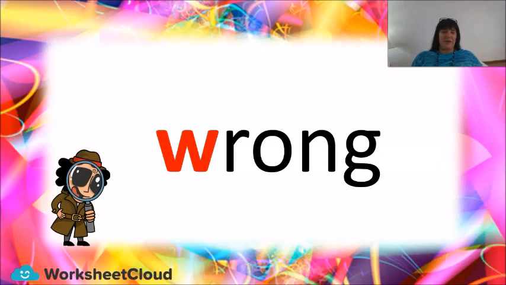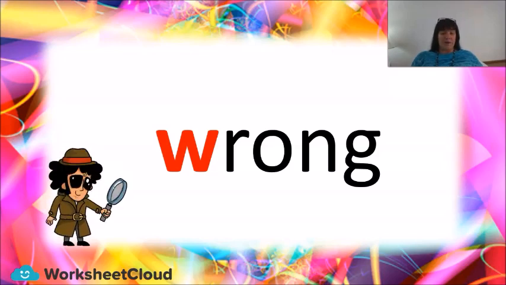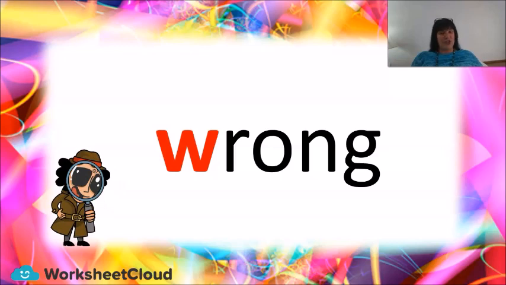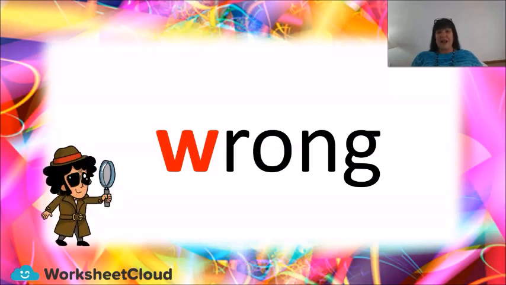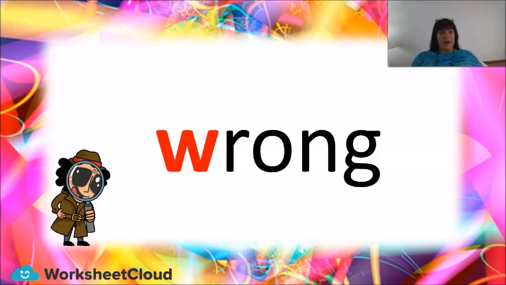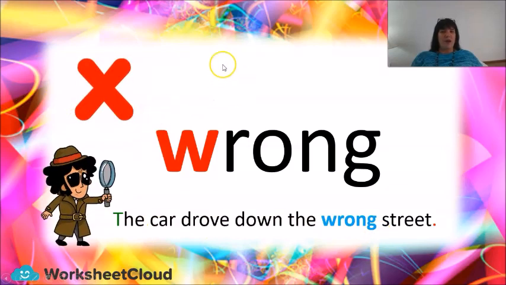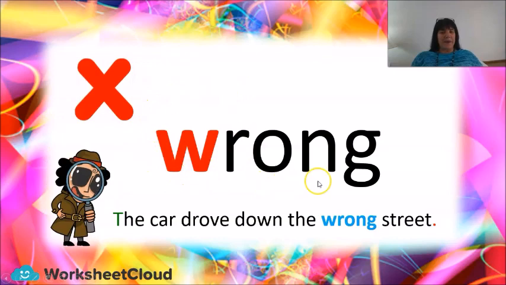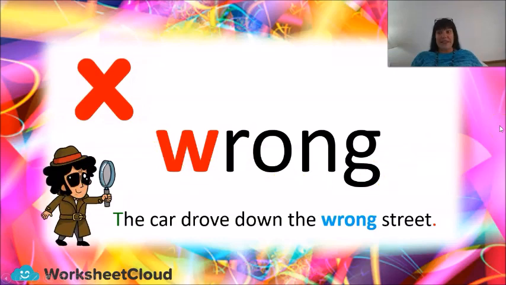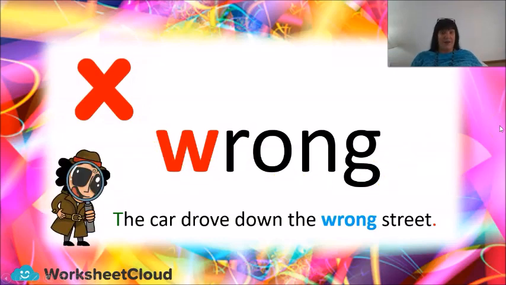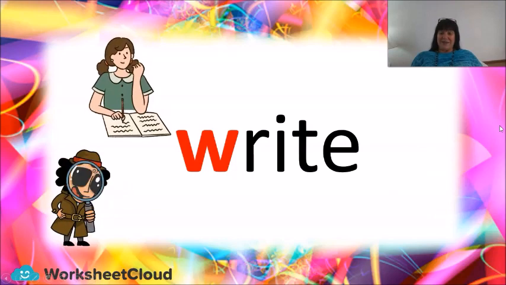Wrong. Let's look at a few more silent W words. Wrong. It doesn't sound as if it should be there, because it just sounds like wrong. But silent W is there. Car drove down the wrong street. And if you got your answer wrong, think of a sentence with William. Perhaps William always gets his bonds of 10 wrong. Write. It's got a silent W in.